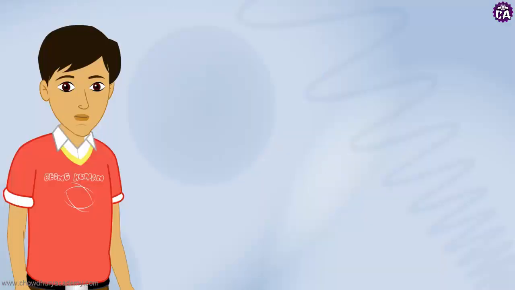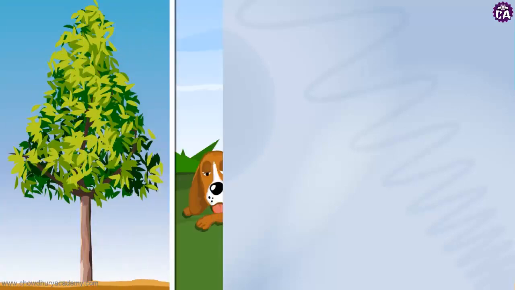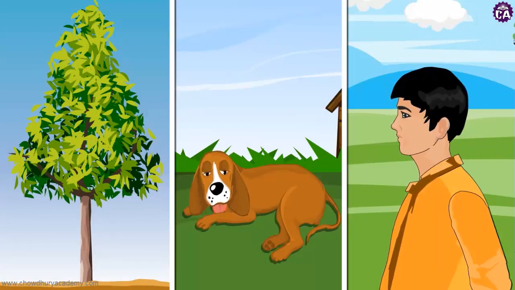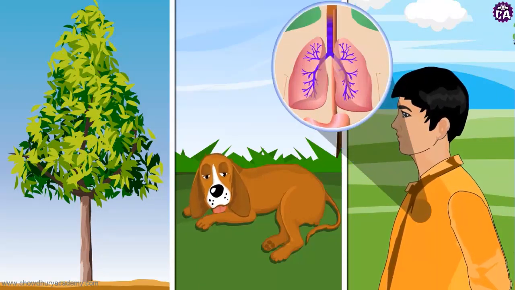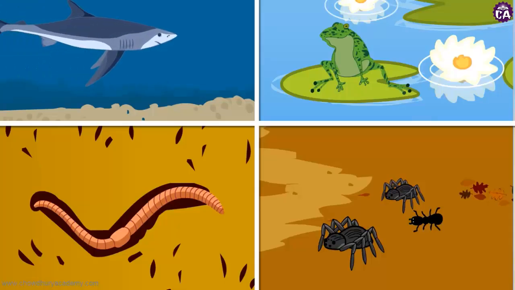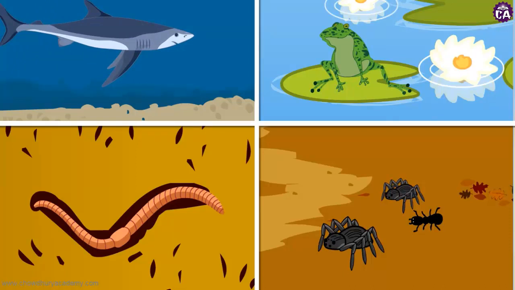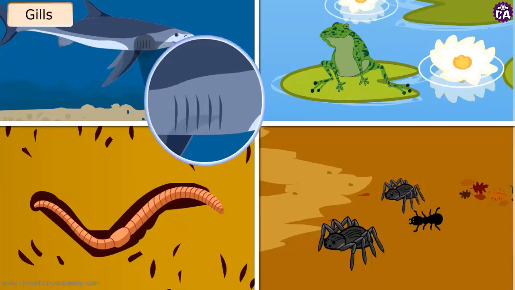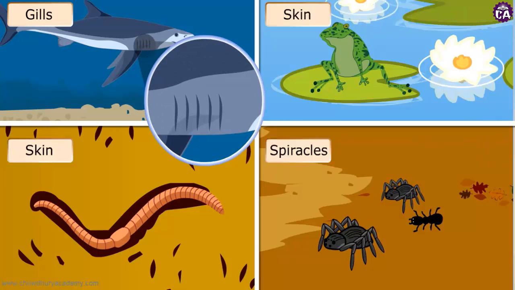What is that one activity that all living organisms indulge in unconsciously and is necessary for their survival? Yes, respiration. All living organisms, whether they are plants, animals, or human beings, respire. While human beings respire through their lungs, plants do so through tiny holes in their leaves. Different animals have different organs that facilitate respiration. Fish breathe through their gills, frogs and earthworms through their skin, insects through their spiracles.